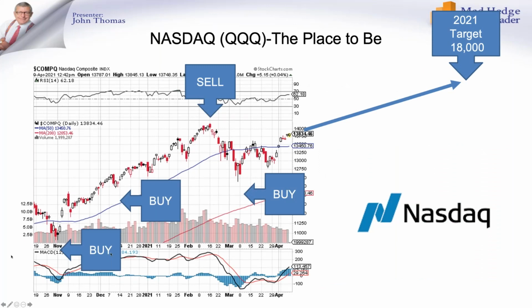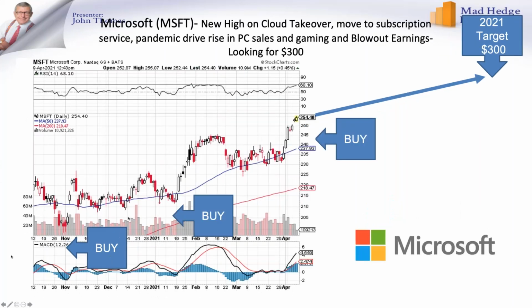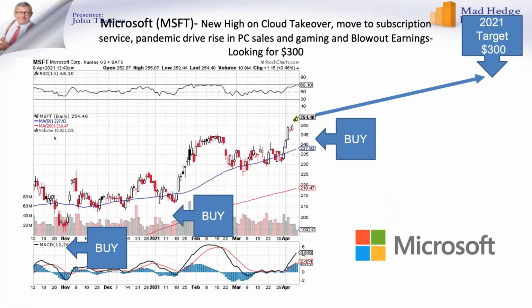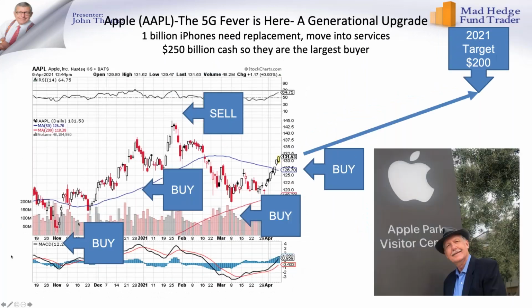These blue boxes are buy and sell signals issued by our internal algorithm, which I'll talk about in a second, but we had buys here, here, a sell here, and then we got back in on the long side here. Microsoft, one of our favorite stocks, we're targeting $300 this year. And again, you can see the buy signals in the blue boxes.